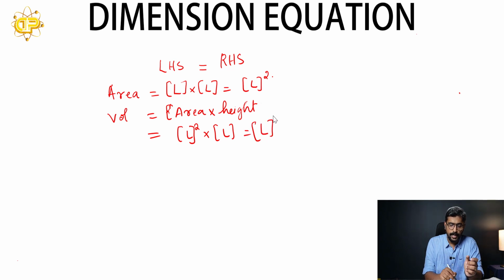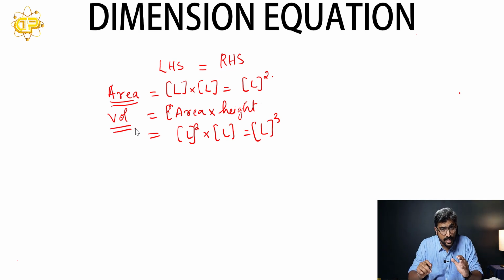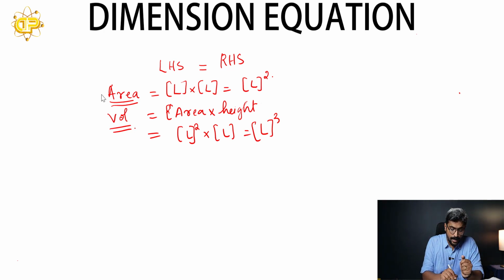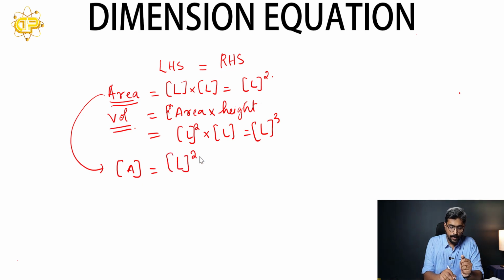But just see the LHS: area and volume are there, right? We are going to represent that area and volume in dimensional fashion. Instead of writing area, we represent it in a square bracket as [A], that is L square. Now we represent volume as [V], it is L cube.